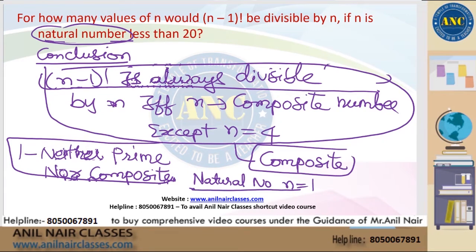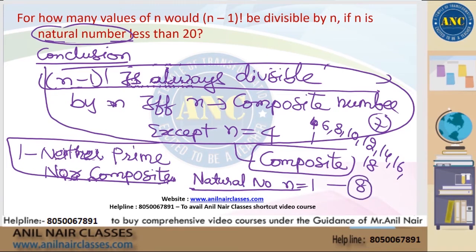I hope it is clear. So if it is a composite number, the answer will be 6, 8, 10, 12, 14, 16, 18, so 7. If it is a natural number, the answer will be 8. Right? Let me complete my explanation, Somshekhar. You are in a hurry to tell the answer. Please wait till I complete the explanation.